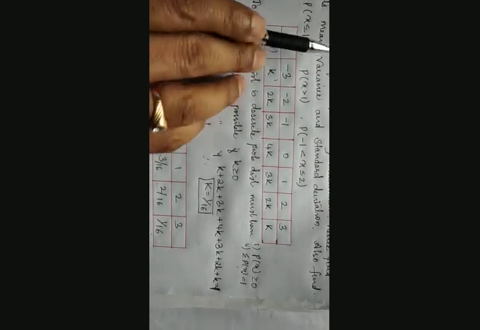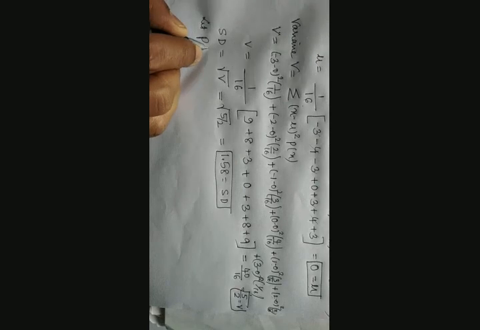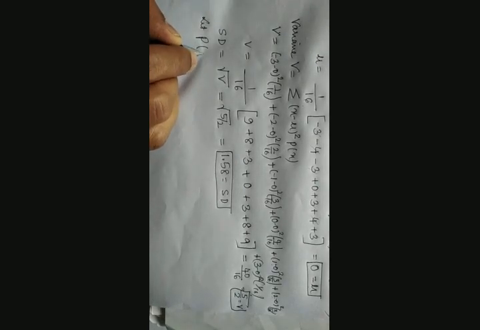Apart from this, we need to calculate a few more things. That is probability of x less than or equal to 1, probability of x more than 1, probability of x lies between minus 1 to plus 2. So let us take probability of x less than or equal to 1. What is probability of x less than or equal to 1?